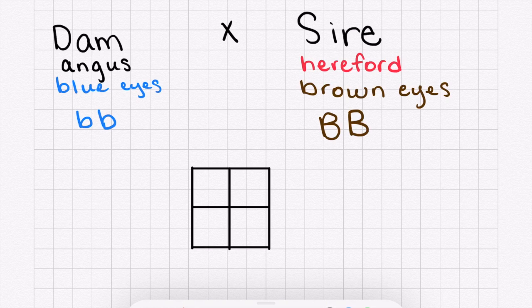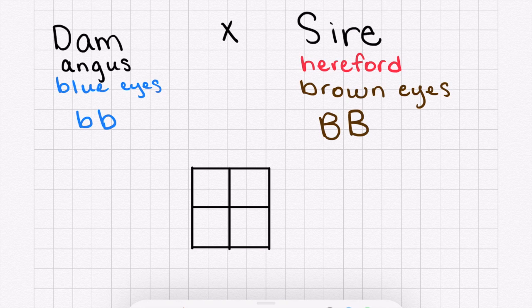As you can see here, remember we've got a dam and a sire, a mother and a father. And when we combine those two genetic materials, we, in this case, have a dam that is an Angus with blue eyes and a sire that is a Hereford with brown eyes. And so for this specific example, we are going to be talking about eye color, and I'm going to show you guys how you can even predict what the possible outcomes are for eye color of your baby calf.